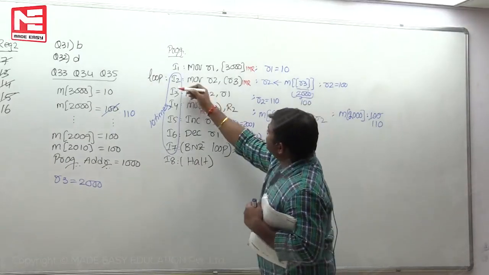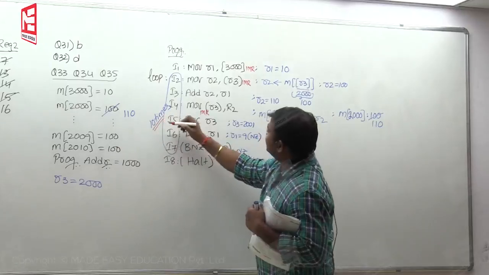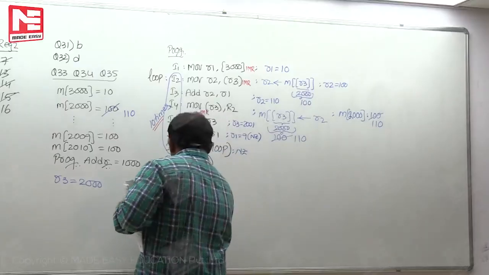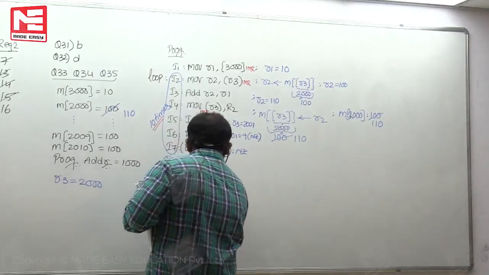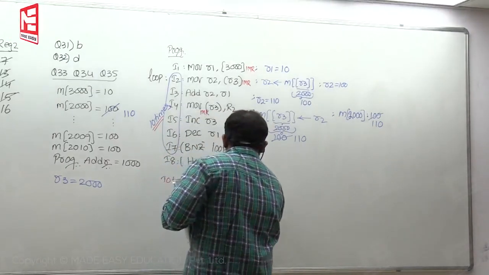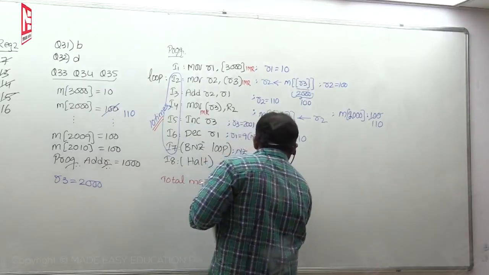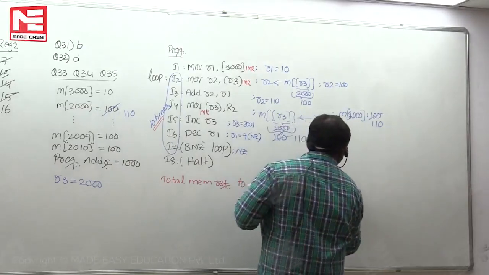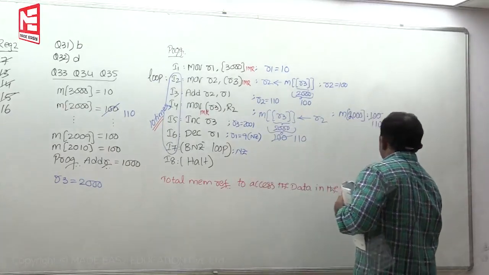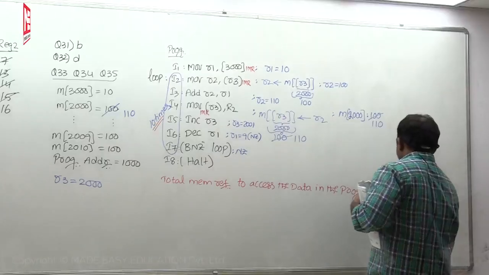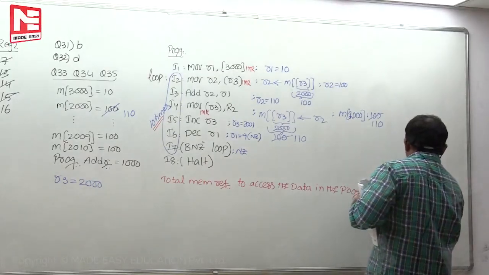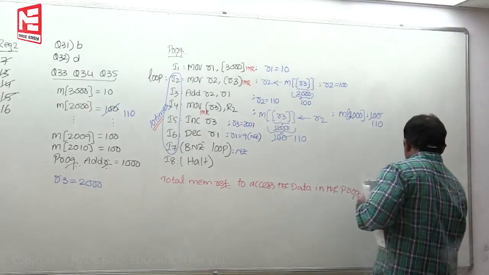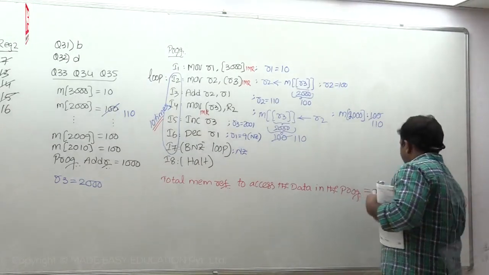Now you tell, how many times is this loop body executing? 10 times. So within the loop body there are 2 memory references. So total memory references to access the data in the program equal 1 MR outside the loop body, plus 2 MRs inside the loop body that is executing 10 times. This is equal to 21 memory references.